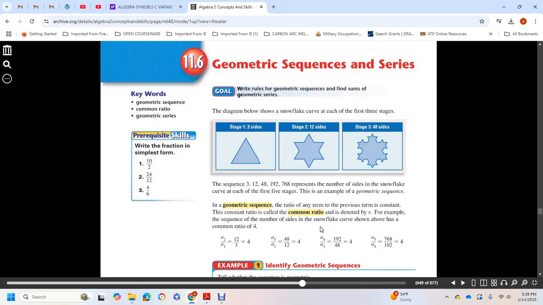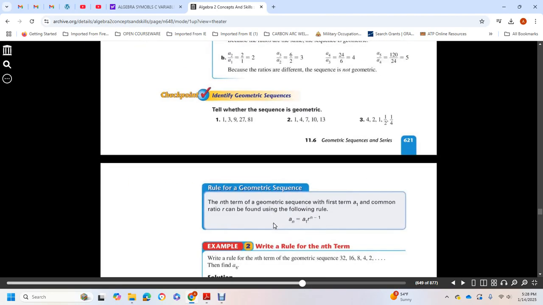This is an example of a geometric sequence, where the ratio of any term to the previous term is constant. The constant ratio, the common ratio, is denoted as r. For example, the sequence of the number of sides of the snowflake curve has a common ratio of 4. Rule of the geometric sequence: the nth term of a geometric sequence with first term a sub 1 and ratio r is a sub n equals a sub 1 times r to the power n minus 1.